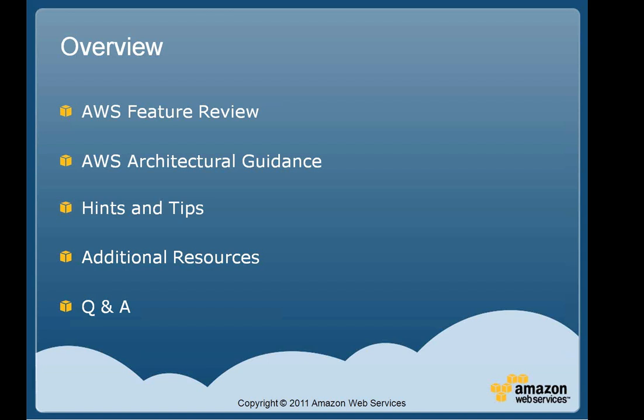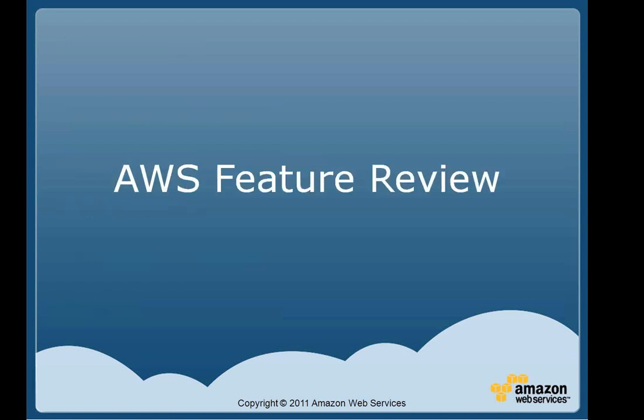We're going to spend a lot of time on architectural guidance. We're going to tell you the things that we have learned over years of building highly scalable, highly available applications, and how to engineer fault tolerance into those applications. We're going to talk about some hints and tips and additional observations. We're going to point you to some additional resources where you can go further than what we've had time for today. And then we're going to have time at the end for your questions, and the three of us will jointly answer your questions.